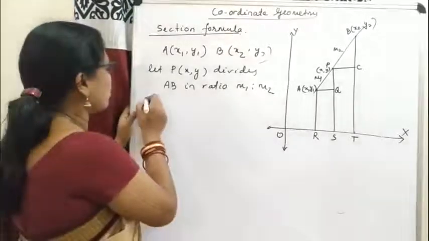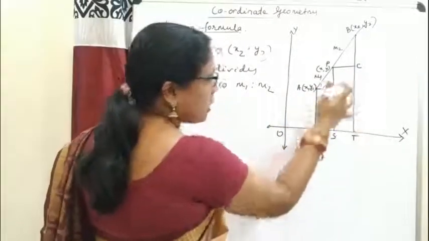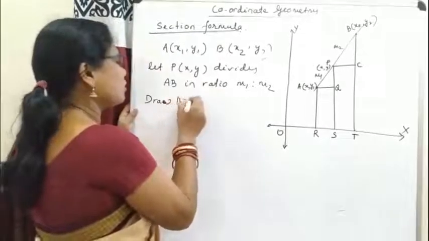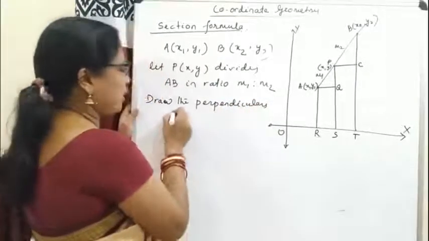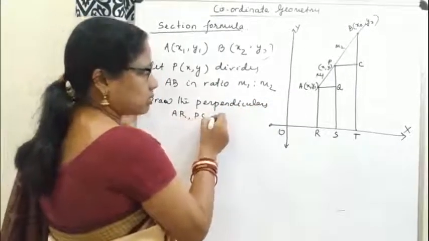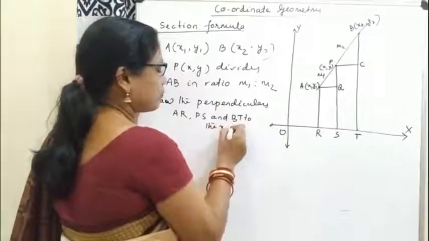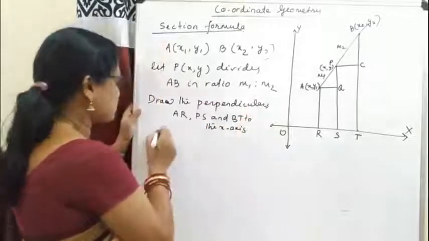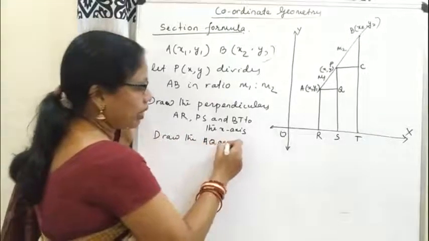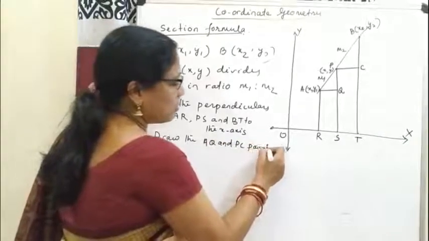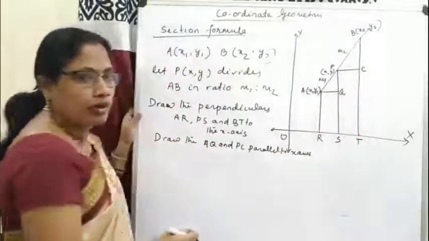So here I have drawn the perpendiculars AR, PS and BT to the x-axis, and drawn the parallels AQ and PC parallel to the x-axis.